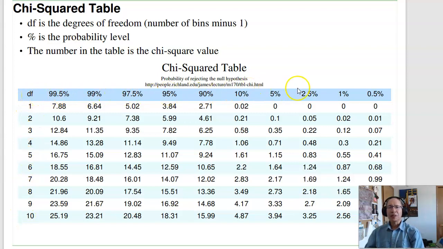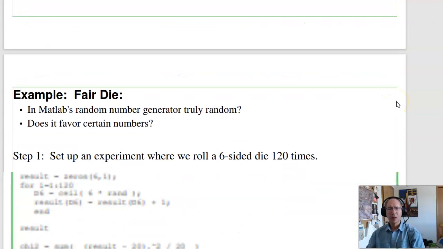The probability of rejecting the null hypothesis is on the top, and your chi-squared score is right here. So for example, suppose I have sample size of 6. I've got 6 bins meaning 5 degrees of freedom. If the data is very, very different than what I expect, I'll get a large score, like 16.75. If that's my chi-squared score, that means I can reject the null hypothesis with 99.5% certainty. If the number is smaller, like 0.41, then the data is very consistent. I only have a 0.5% chance of saying that this is not a fair die. Okay, so let's try that.